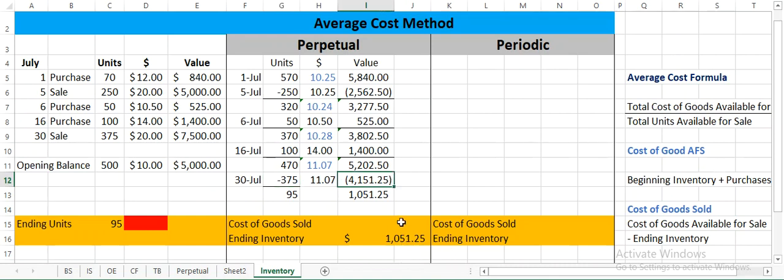$4,151.25. So that then means that our cost of goods sold is going to be equal to this amount here plus this amount here. And I can take out the negative because it's not negative anymore. And our cost of goods sold is now calculated at $6,713.75, because we just added these two numbers here to get our cost of goods sold. And so this is the perpetual method.